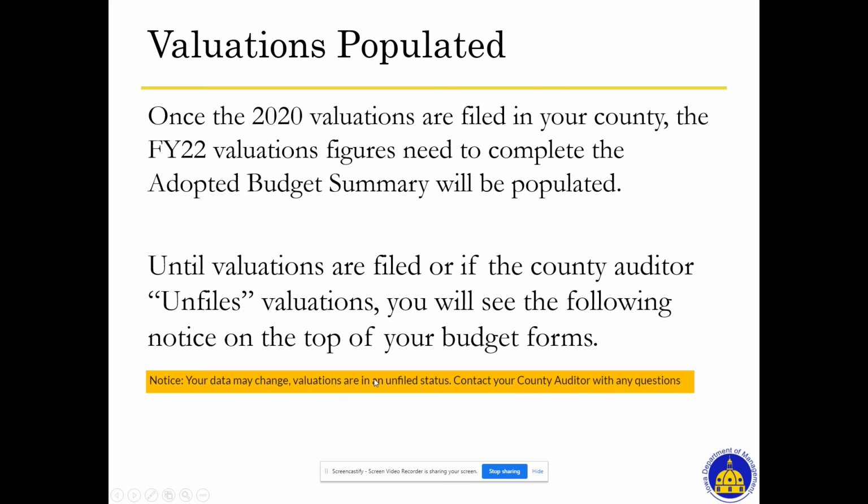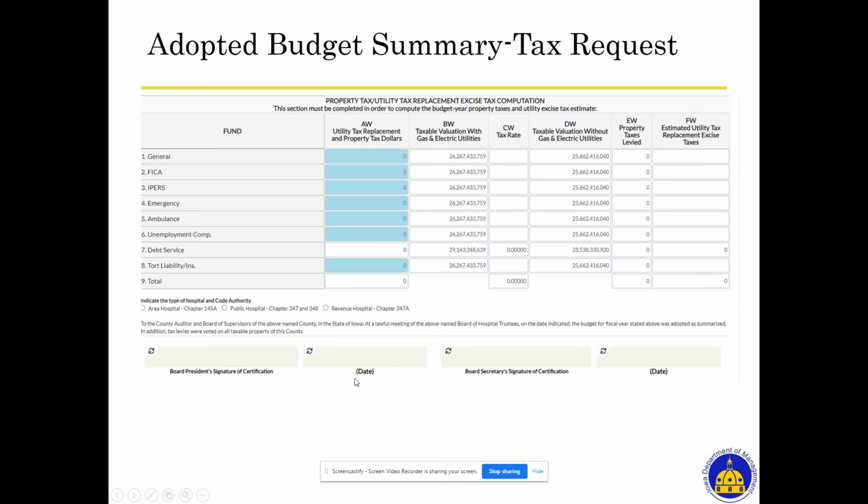And if you do see that notification and you're not sure what's going on, it's further into the year, and valuations have been filed once, you can certainly follow up with your county auditor to see the status of filing valuations. Once those valuations are filed, as I mentioned, they'll populate within that adopted budget summary. You'll see them here. You would then enter your tax request by fund in these blue cells, and the system will then calculate the tax rates for you.